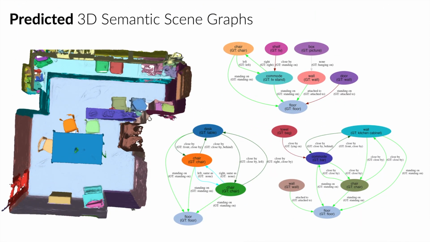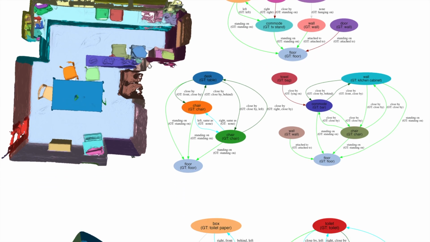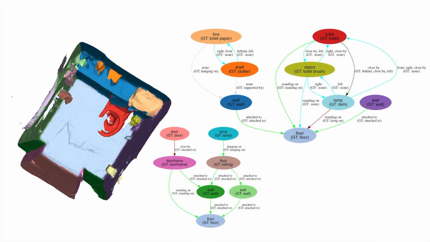Our network produces semantic scene graphs for a variety of scenes. It can handle a large number of semantic classes and is able to identify multiple relationships per edge, as well as non-existing connections, so-called nones.